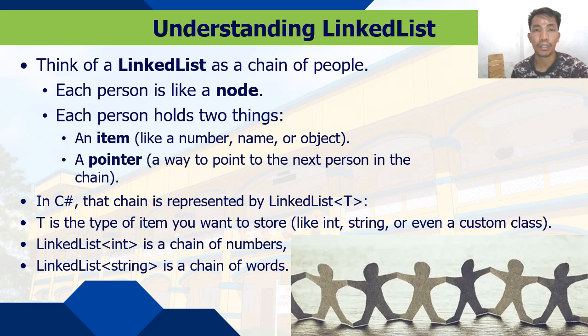node, and each person holds two things. That's an item, like a number, a name, or an object that identifies them, and a pointer, which is a way to point to the next person in the chain. Hence, in C#, this chain is already represented to us by LinkedList<T>. T there represents the type of item you want to store, like integer, string, or even a custom class.